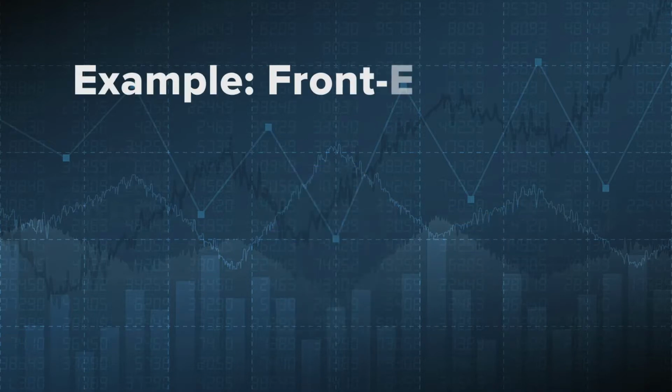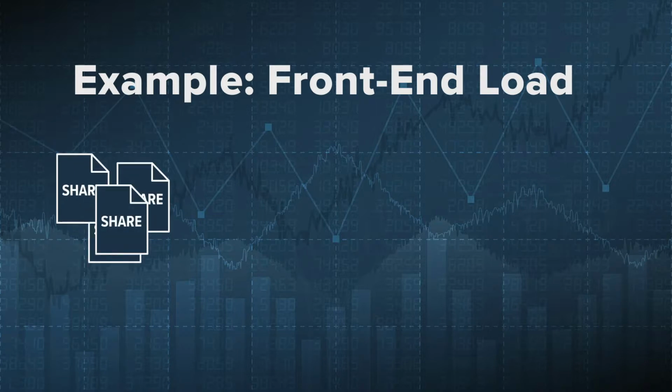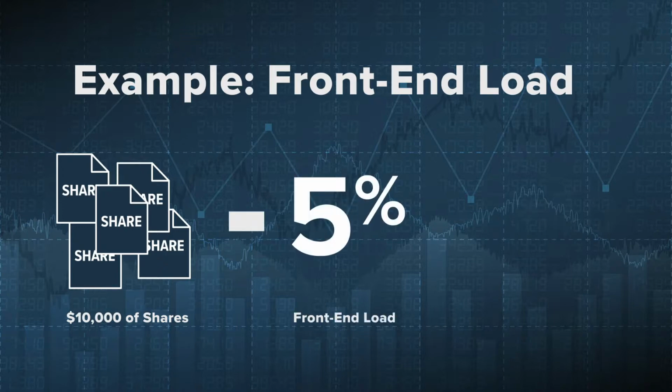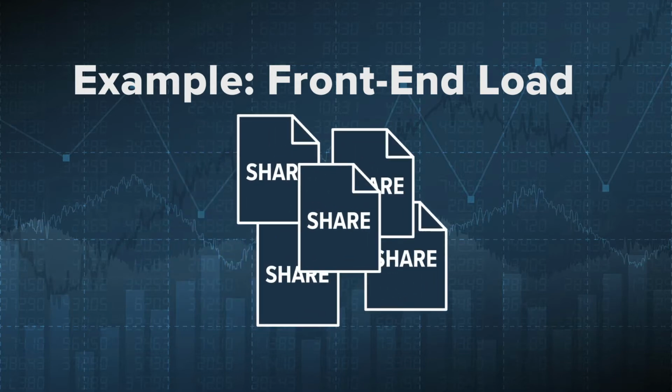Here's an example of a front-end load. If you buy $10,000 worth of shares of an A-share mutual fund that has a 5% front-end load, you will pay a $500 fee to purchase those shares, which will come out of your total investment. That means your investment in shares of a fund will be $9,500 instead of $10,000.